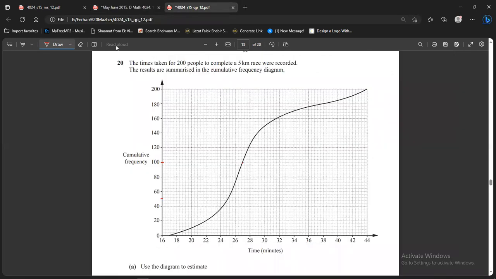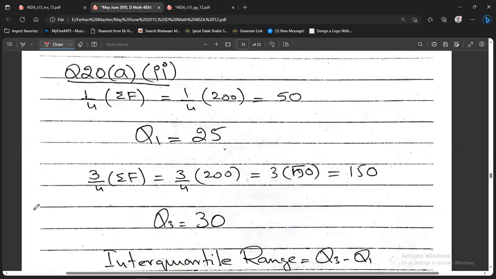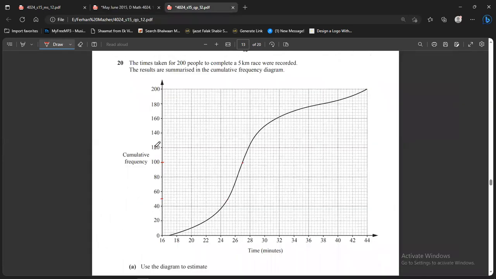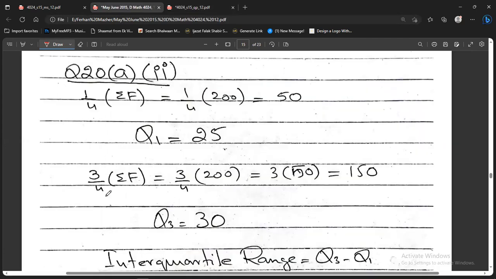Okay. And then I will find out the 3/4 of the total frequency. That is 3/4 of the 200. That will be 3 into 50, and that will be 150. So I will check where is the 150. And the 150 is here, because it's very small on the graph. So it is something like 30, I think. Yeah. So the Q1 is 25 and the Q3 is 30.